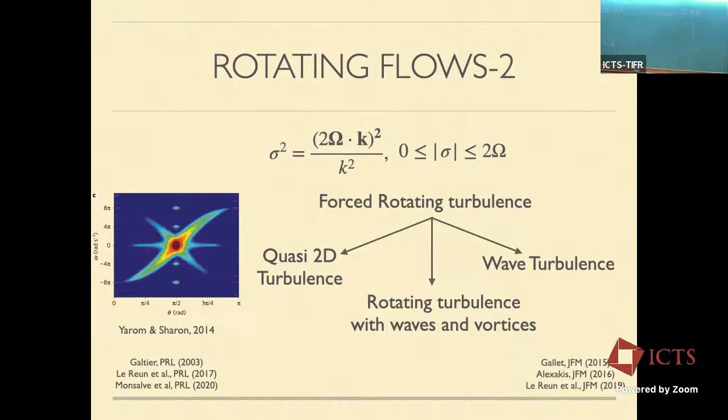These linear waves can get destabilized, right? And they go to smaller and smaller frequencies through some triadic resonances. So there are a bunch of instabilities that can occur, and the interaction of these waves can lead to an interesting phenomenon which is known as wave turbulence.